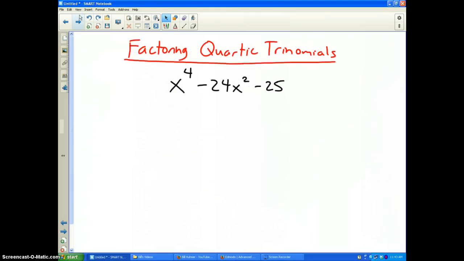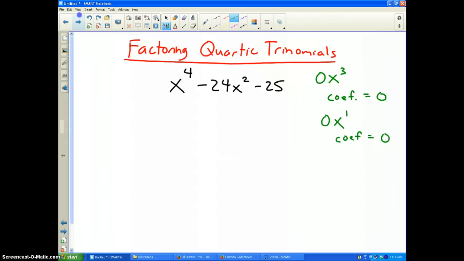Finally, we're going to talk about a shortcut for factoring quartic trinomials. Now, in order to factor a quartic trinomial, first of all, the x cubed coefficient has to be 0. And also the x to the first term coefficient has to be 0. And if you notice, that's the case because the x to the third term and the x to the first term are missing. They're not existent. So therefore, this particular factoring technique will work.